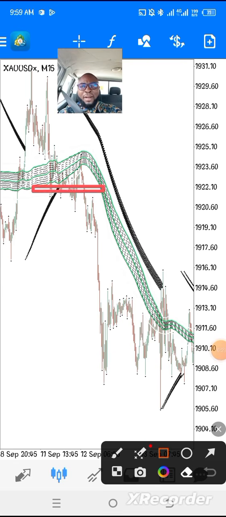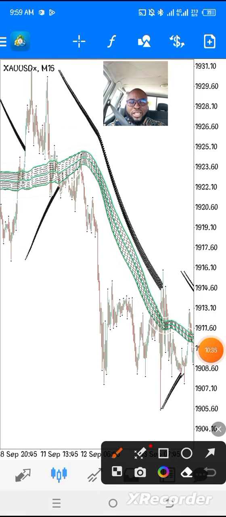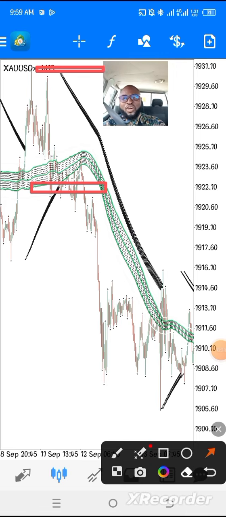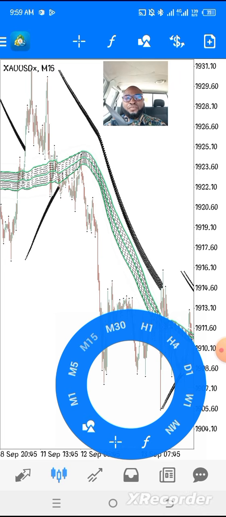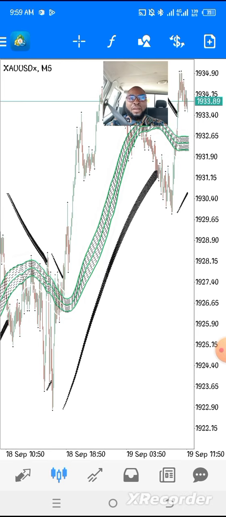I will enter my trade from here. Then I'm going to put my stop loss here. Let me remove this. I will enter my trade from here. I'll put my stop loss here, and I will continue to ride the trade. This is 30 minutes. Let me show you the 5-minute time frame. Same thing happens here. This is the 5-minute time frame.